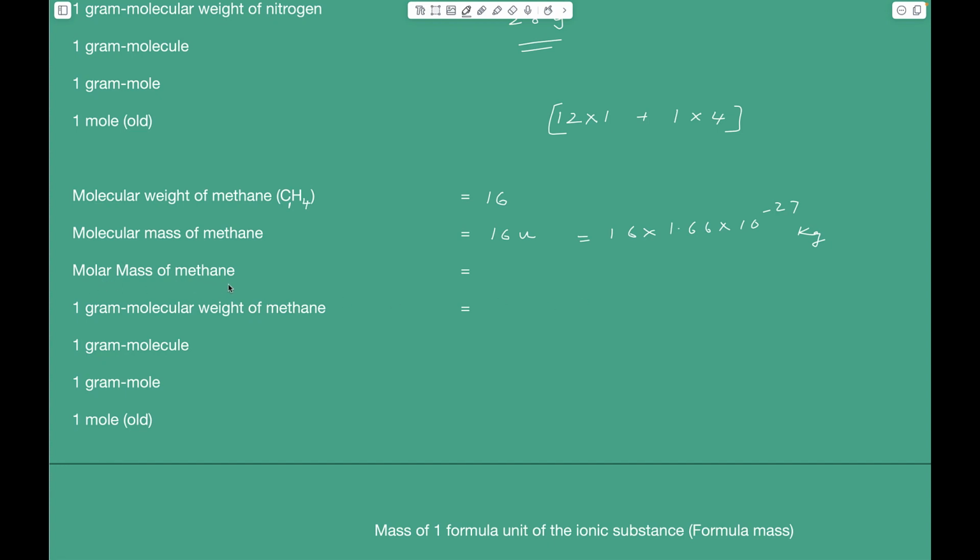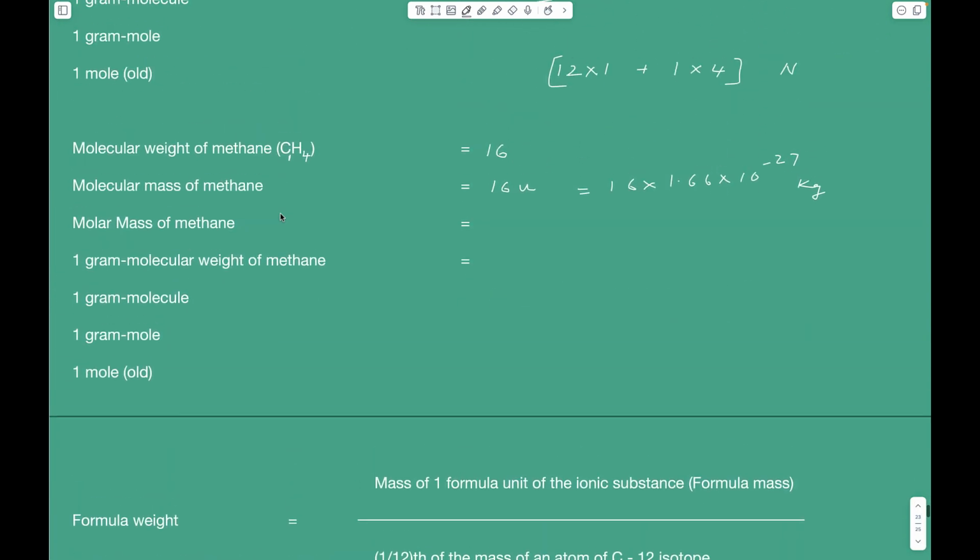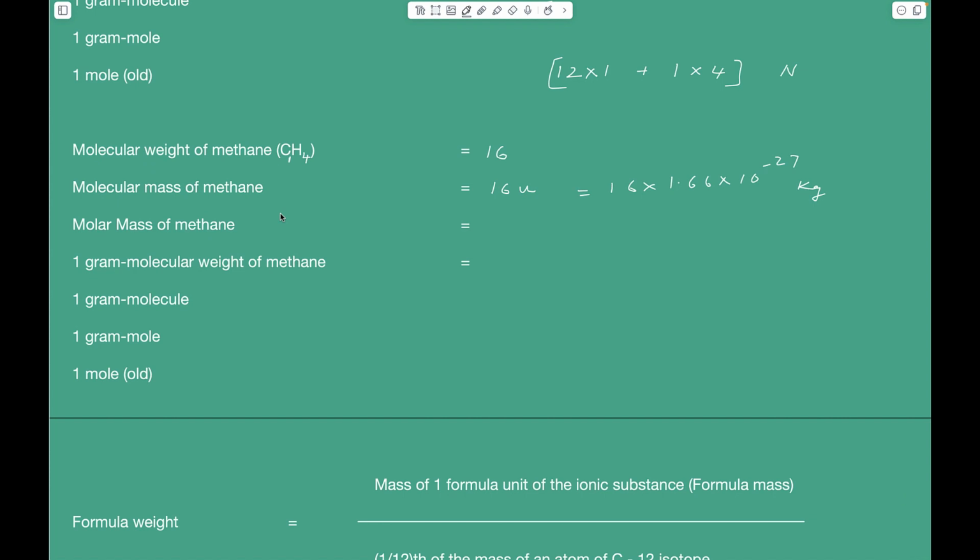Then what is the molar mass of methane? Again, it is the mass of methane per 1 mole of methane, and 1 mole of methane is composed of an Avogadro's number of particles. In case of compounds, we do not have the confusion that we had in case of nitrogen and oxygen, because compounds are always composed of molecules. So molar mass of methane is simply its molecular weight, that is 16 expressed in grams per mole.